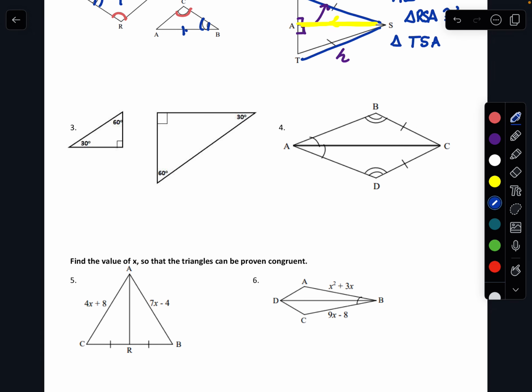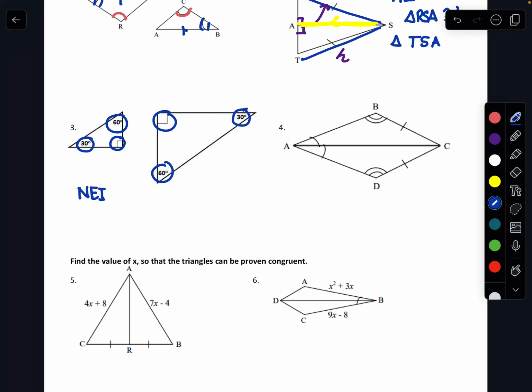All right, here they're just giving us 3 angles that are congruent with each other. We already talked about that. If that's all they give us, then there is not enough information to determine that these are congruent.